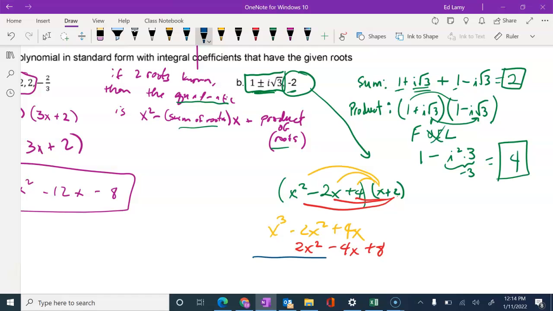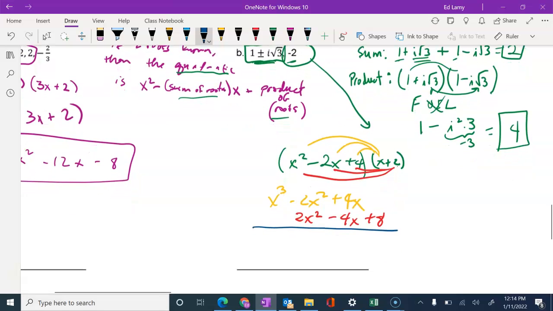Add those two, combine like terms, while I line them all up, and I get x cubed. The squared terms go away. The linear terms cancel each other. And I just have plus 8. x cubed plus 8 would be our final answer on that.